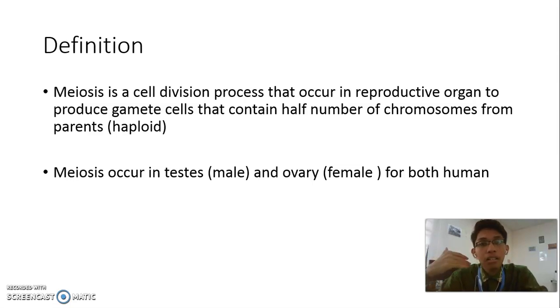Gamete cells are reproductive cells, such as sperm and ovum for humans, and they are produced in reproductive organs, such as the testes or the female ovary. Other than gamete cells, somatic cells, or what we call body cells, are all produced by mitosis. Only meiosis produces gamete cells.